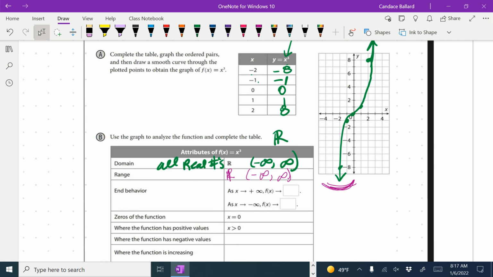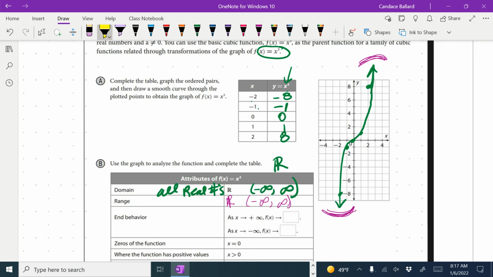So the end behavior, remember what is going on at the end. And we talked about this yesterday. So as we're hitting positive infinity, as I'm going this way, what's going on with the Y value? Is it going up or is it going down? Up. So that up, well, how do I write up? Plus infinity, right? Positive infinity.